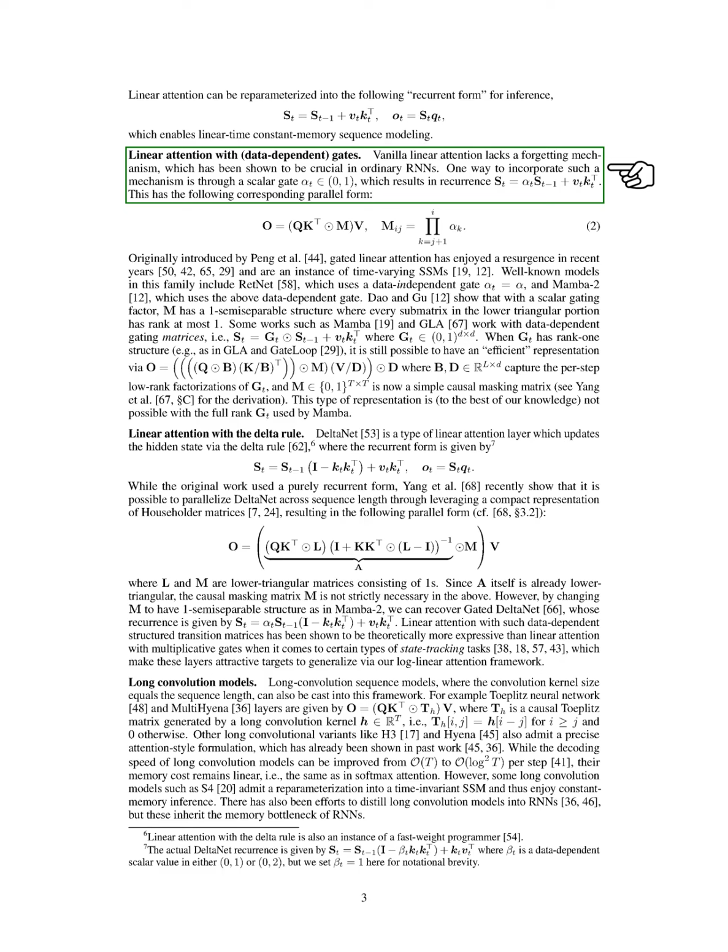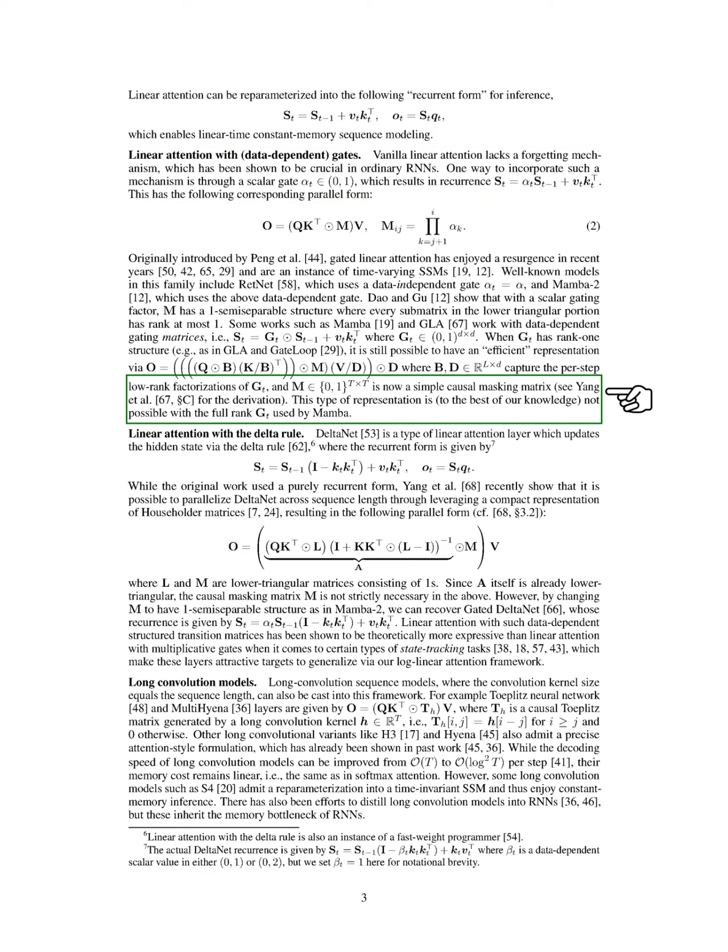However, vanilla linear attention lacks a forgetting mechanism, which is crucial in traditional RNNs. We can introduce this mechanism using a scalar gate, leading to a recurrence that also has a corresponding parallel form. Gated linear attention, which has gained popularity, includes models like RetNet and Mamba2, utilizing data-dependent gates. We find that with a scalar gating factor, the structure of the gating matrix can still allow for efficient representations, which is not achievable with the full rank used by Mamba.